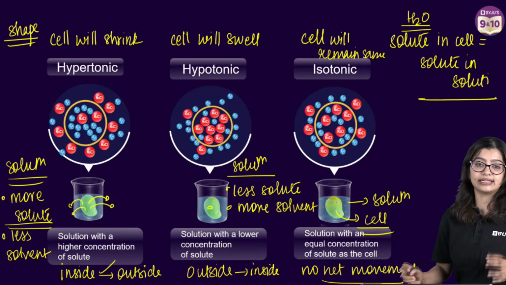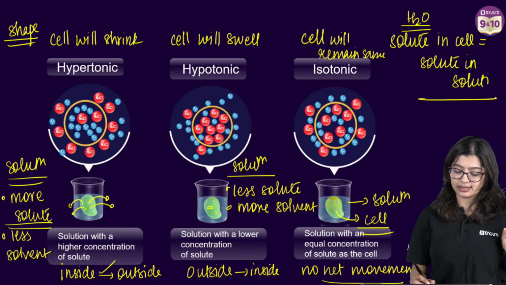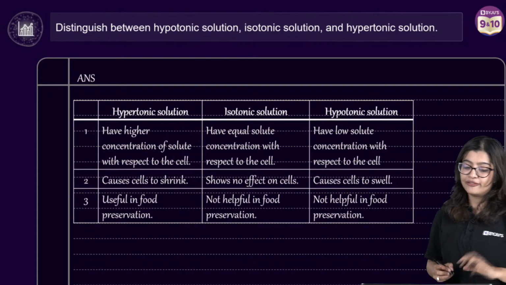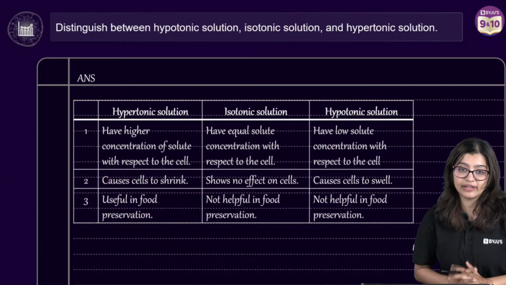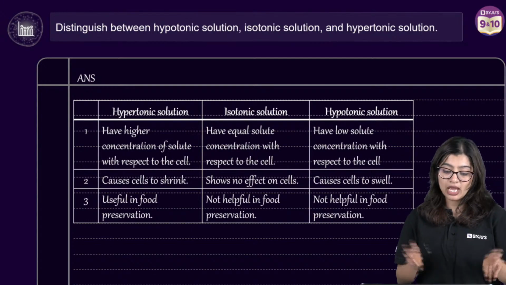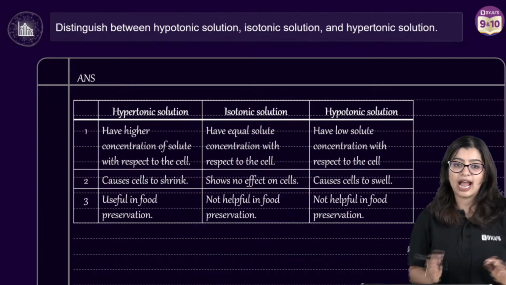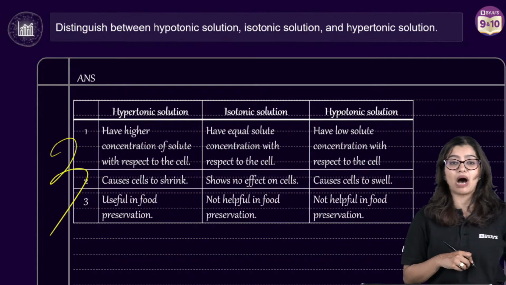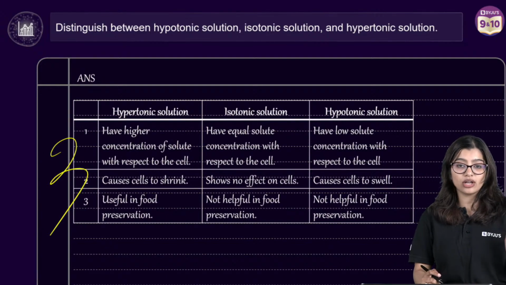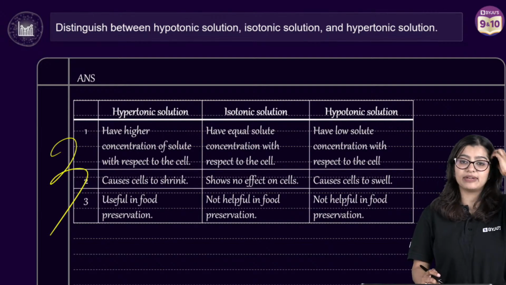So based on this, what can we understand? These are the major differences between hyper, hypo, iso. And if you write this, you will get 3 marks for the same. So are we all clear? Are we clear with this?